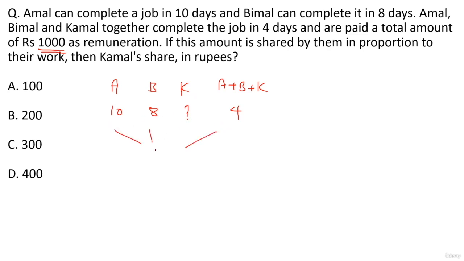10, 8, and 4. The efficiency is 40 units, right? So A का efficiency क्या हो गया? 40 upon 10, 4. B का efficiency क्या हो गया? 40 upon 8, which is 5. And combined efficiency क्या हो गया? 40 upon 4, जो कि होता है 10.